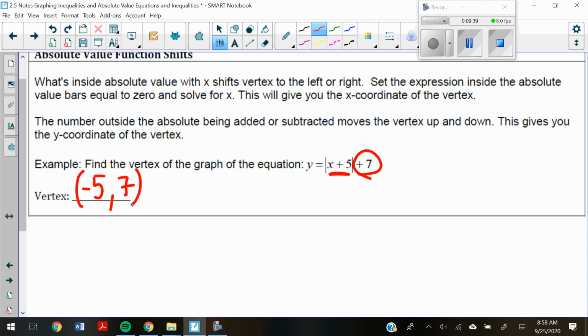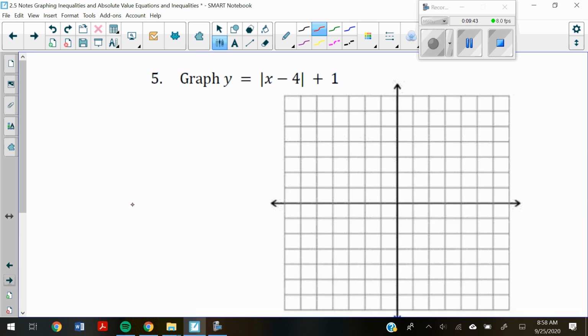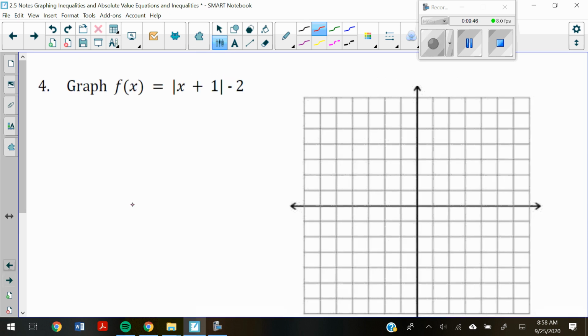So my vertex is -5, 7. Just a reminder from our notes on 2.4. Whoops, too fast. Okay, so graphing these equations, then we'll get to inequalities. So this is review from 2.4 when we were together.